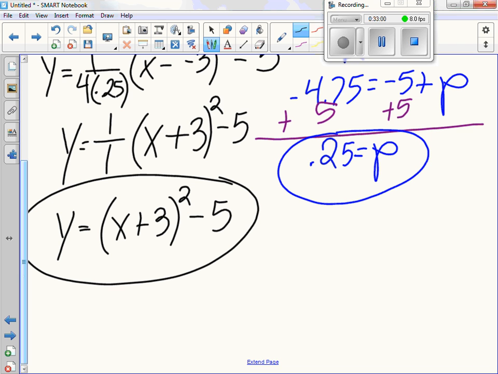Now, if you noticed here, the value of p was 0.25, yes? Most of what we dealt with, p was like 1/2, because we dealt with 1/2 yesterday. We've dealt with some fractions. We've dealt with the decimal, but most of it today we dealt with whole numbers, yes?